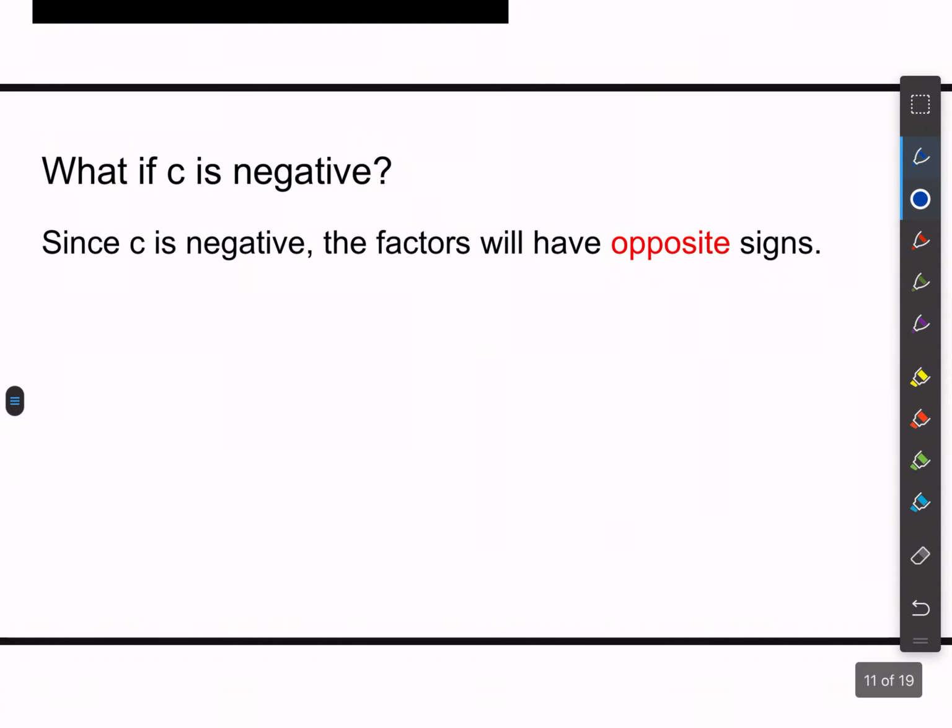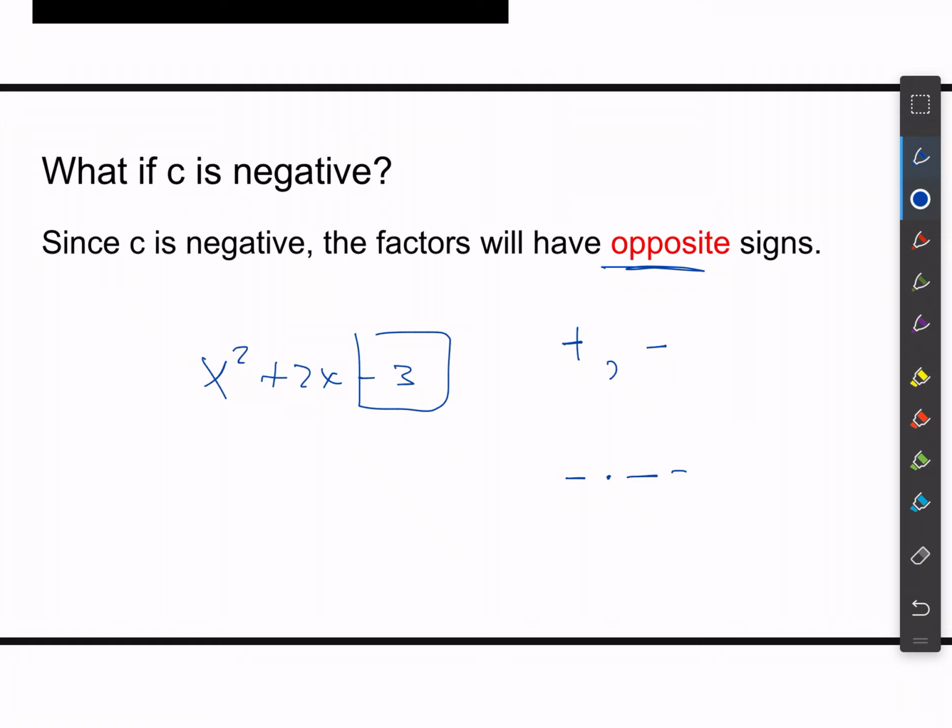What if the third term is negative? If I have something like x squared plus 2x minus 3 or something like that, and this term here is negative, the factors are going to have opposite signs. One will be positive, one will be negative. The reason for that is, we know a negative times a negative equals a positive, and a positive times a positive equals a positive. So the only way to get a negative when I'm multiplying two things together is if I have a positive times a negative. So they'll have opposite signs.